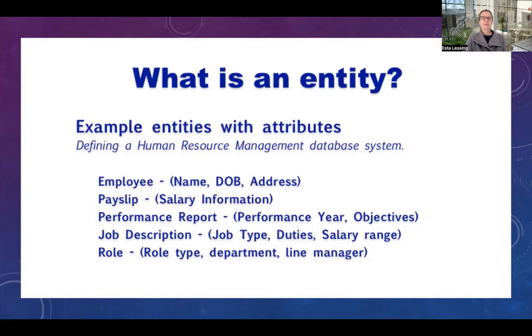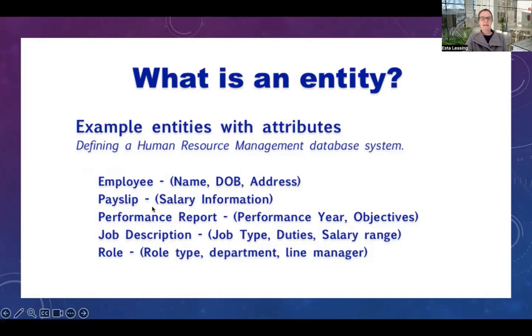So if we go back to our very initial definition of data, you will see that the employee entity is made up of these different attributes: name, date of birth, and address. Now, a data example for name would be my name, for example, Esther. That would be, in this case, an item of data.